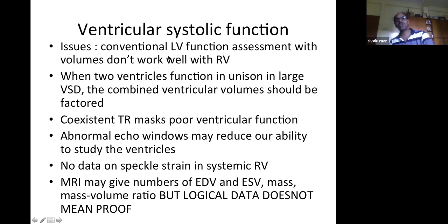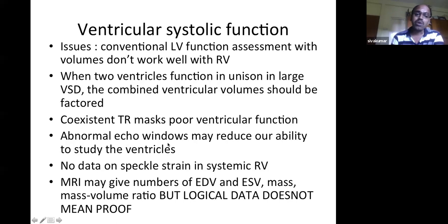About ventricular systolic function assessment. The issues are conventional left ventricular assessment does not work well with systemic right ventricle. The volumes are different, the shape is different. When the two ventricles function in unison in the presence of a large VSD, the combined ventricular volumes can be factored. Coexistent tricuspid regurgitation may mask a poor ventricular function. There can be a very poor ventricular function, but due to severe tricuspid regurgitation, the RV may look as if it is contracting well.